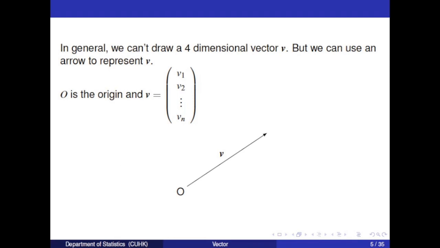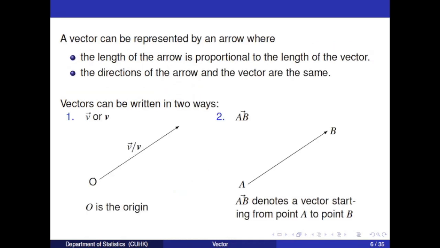But we also can use an arrow to represent v, where O is the origin. A vector can be represented by arrow, where the length of the arrow is proportional to the length of the vector, and the direction of the arrow and the direction of the vector are the same.